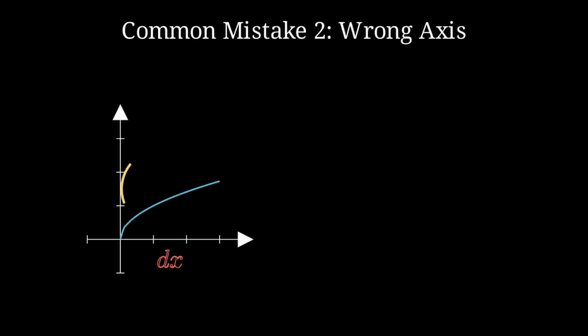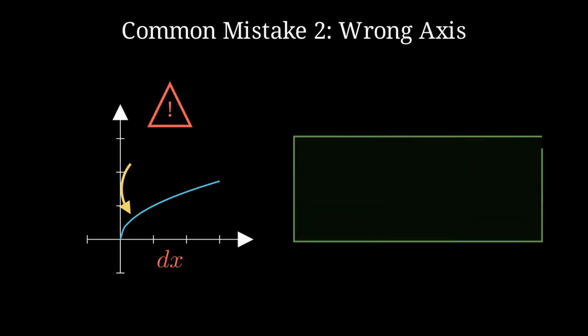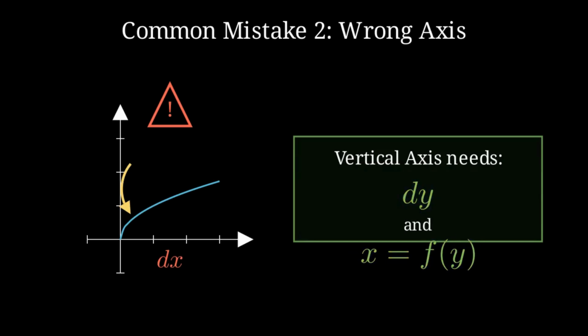Another frequent error is using the wrong differential. If you are rotating around a vertical line, you must use dy. This requires you to rewrite your equation so x is a function of y. Using dx for a vertical rotation is a recipe for an incorrect setup.